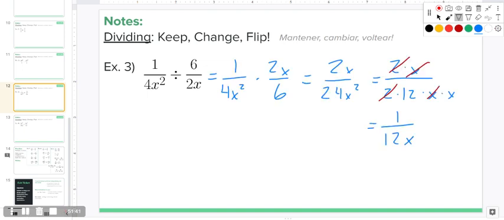Okay, if you look at our final answer, 1/12x, you can see that we got there by first keep, change, flipping, then multiplying straight across to get our 2x over 24x to the second power. Then we simplify out and cancel out our terms. And one thing I want to remind us is you'll notice that we canceled out all of our terms up top, both the 2 and the x. Remember, when we're simplifying and that happens, we are left with 1 in that spot.